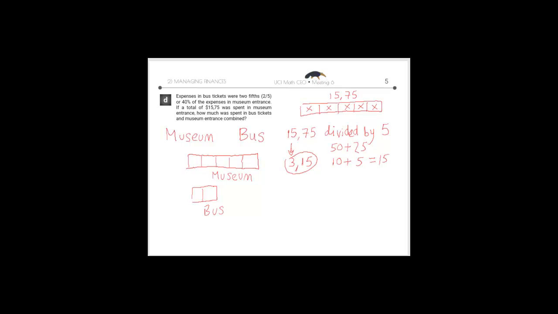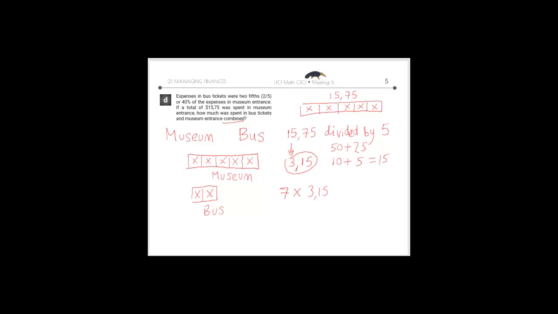So the question is the following. How much was spent in bus and museum combined? So what I have to do is I have to add all these 7 pieces. 5 for the museum and 2 for the bus. So that's 7. So what I want to do now is 7 times 3.15.